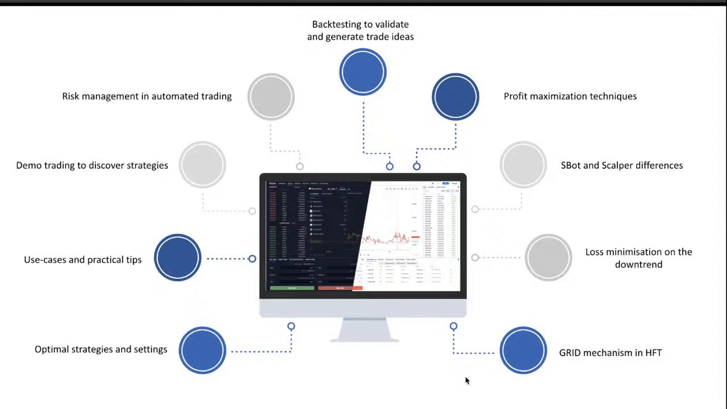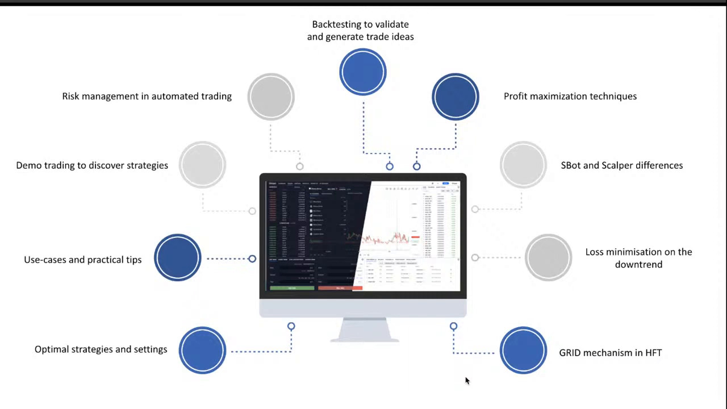We will go through the risk management that we have in automated trading, some simple things like stop loss and some unique features that allow us to avoid extreme pump and dump scenarios on the market. I will also explain to you what the backtesting is all about and how you can use it effectively to validate and generate trade ideas.